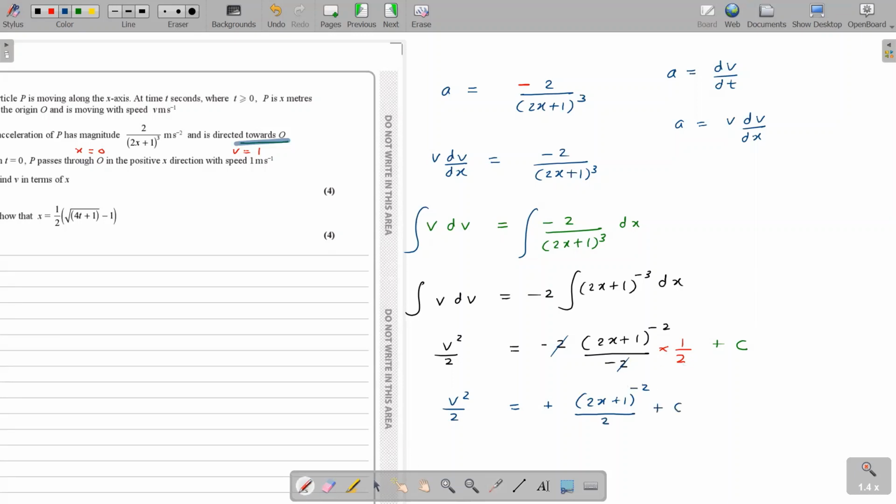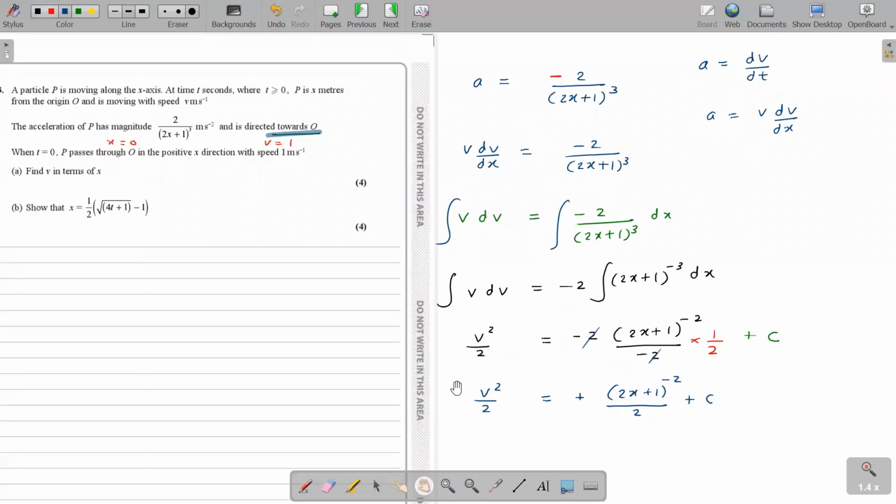They're asking you to find v in terms of x, isn't it? So before you go to make v the subject, first you can keep it in this manner. First get the c value. So you don't necessarily have to make v the subject and then put the v and x values to get c. You can leave it at this stage. So what are the values you can input to find c?